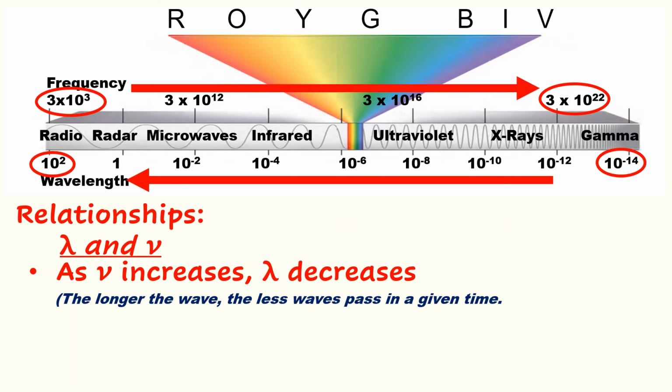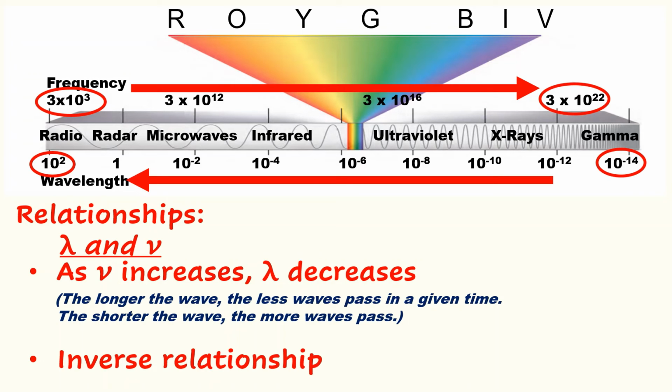This is because the longer the wave, the less waves will be able to pass in a given time. The shorter the wave, the more waves will pass. We call this an inverse relationship when they do opposite of each other. We can show it in a graph with a downward slope. When the wavelength is high, the frequency is low, and when the wavelength is low, the frequency is high.